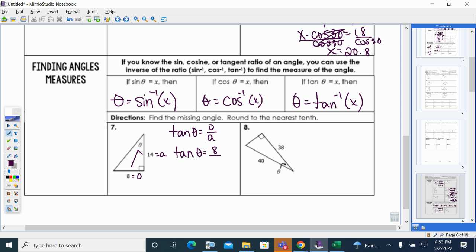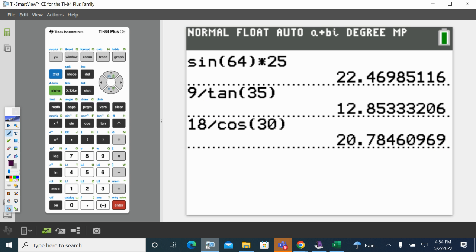So tangent of theta is opposite over adjacent, filling in our parts. Opposite is 8, adjacent is 14. So we're going to use the inverse tangent function. To find theta, it's going to be the inverse of tangent of that 8/14. So going to our calculator, you're going to inverse tangent. If you look right above the tangent button, there's a tangent and a -1. So I'm going to hit second tangent. So there's your inverse. And then we're going to put in our 8/14 inside that parentheses.